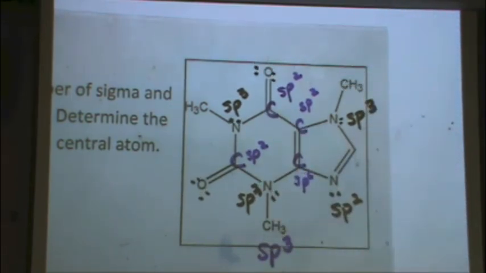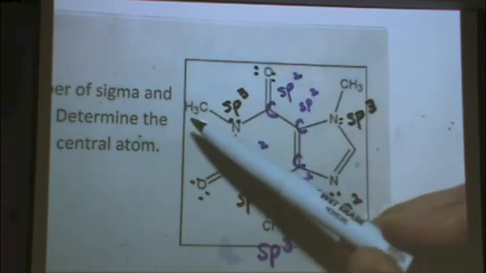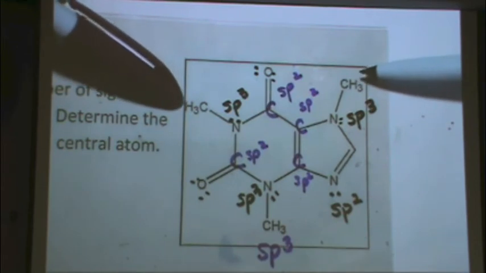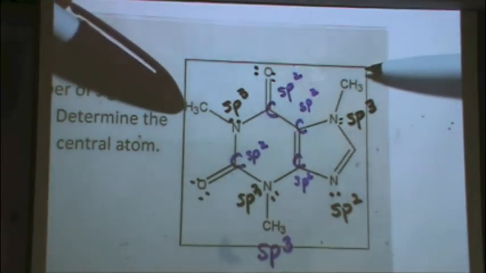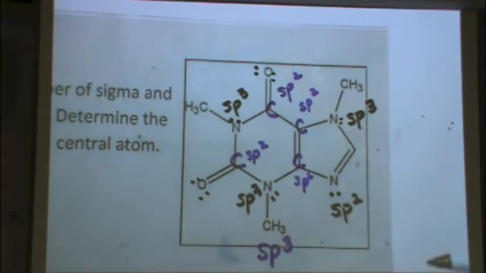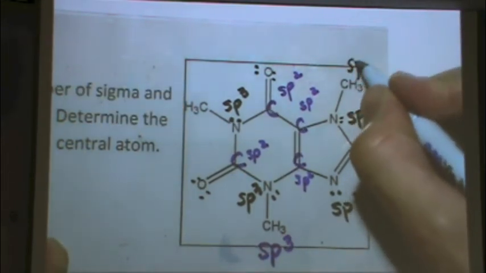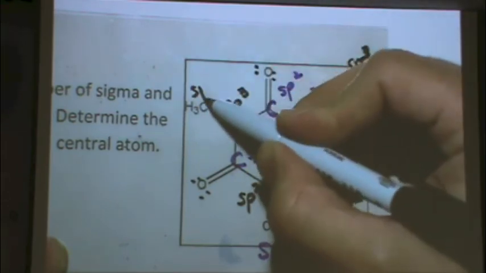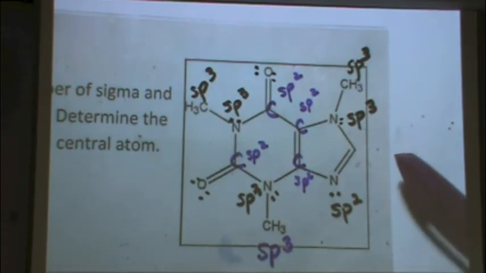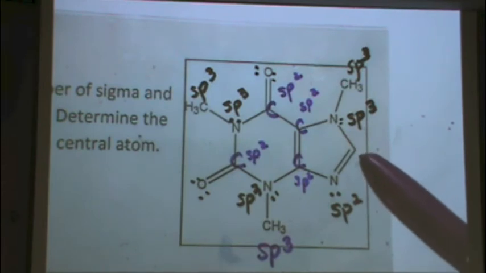Let's see. These 2 carbons both have how many groups? 4, so they're also sp3, just like this one down here. Let me write that for you. sp3, sp3. Okay? There's 1 atom left that I think I haven't got. If I got all the other ones, it's that one right there. How many groups does that atom have?